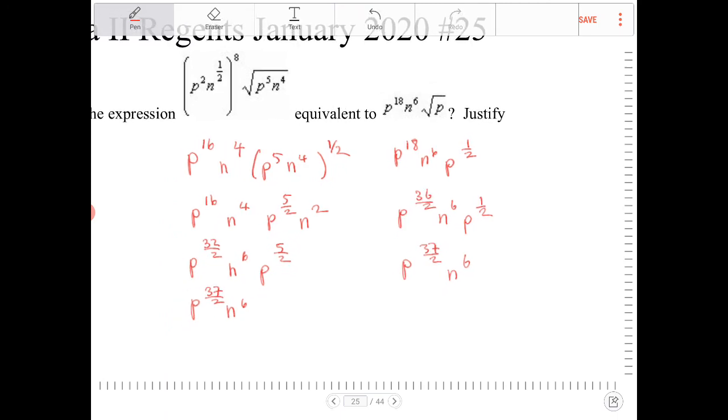And look at that, they are equivalent. They are equivalent. Equal. Equivalent. And that's the end of that.